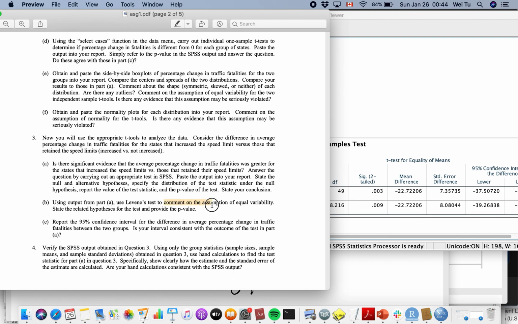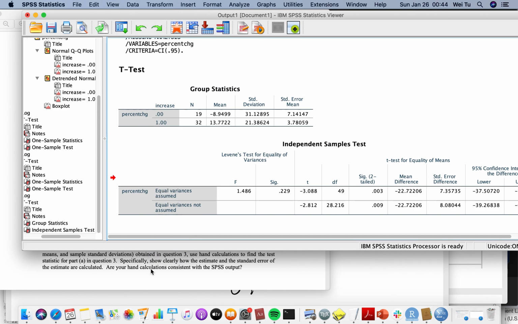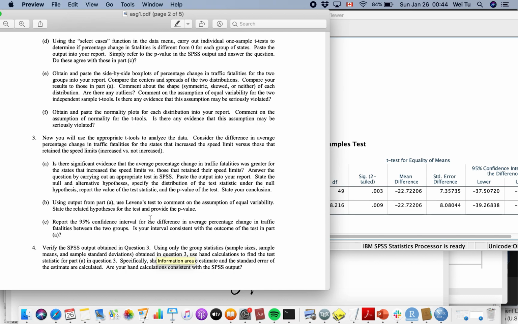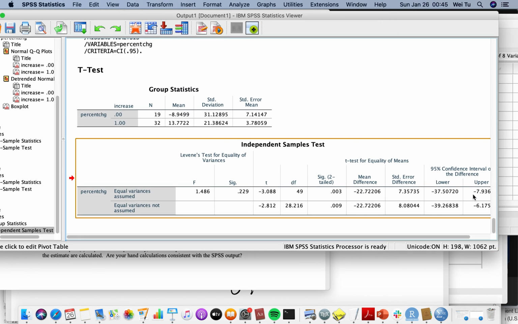3B asks you to comment on the assumption of equal variability. Again, equal variance is not an assumption, so the question here is a bit wrong. We can do the test under either equal variance or not equal variance, so it's a choice, not really an assumption. The confidence interval here is from minus 39 to minus 7. So the whole interval is negative, which means the 0 group is always smaller than the 1 group, which fits our analysis here.